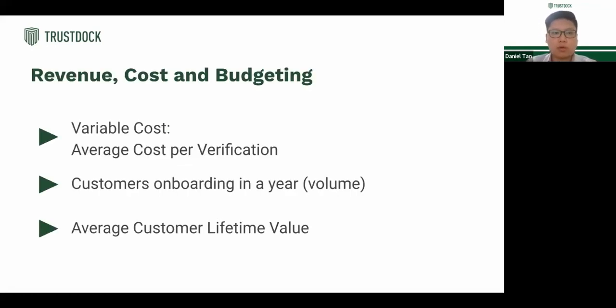So when it comes to revenue, cost, and budgeting, there are three key points. One, the direct cost itself, or the variable cost per verification. Number two, the amount of customers being onboarded in a year, which is basically the amount of verifications you have to perform per year. Lastly, the average customer lifetime value. So how much does the customer provide your business in terms of revenue throughout their time using your services? We will elaborate more on these 3 points, but before we make sense of what these metrics will mean to your business, allow me to elaborate on that.